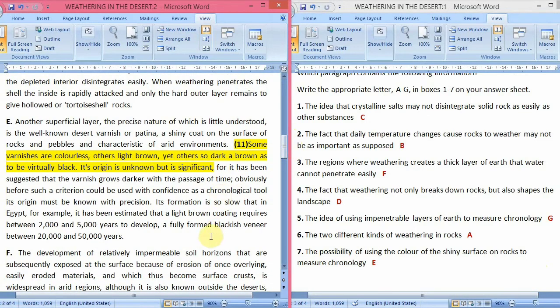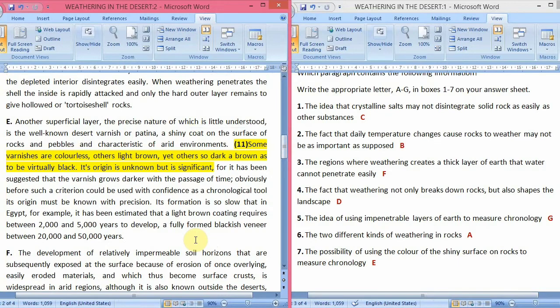So, okay, in the first line, we start reading from the first line. Another superficial layer, the precise nature of which is little understood, is the well known desert varnish or patina, a shiny coat on the surface of rocks. So, there is a shiny coat on the surface of rocks, and it is called desert varnish, or you could say patina. Okay, I don't know the exact pronunciation of this word, patina or patina, whatever it is.